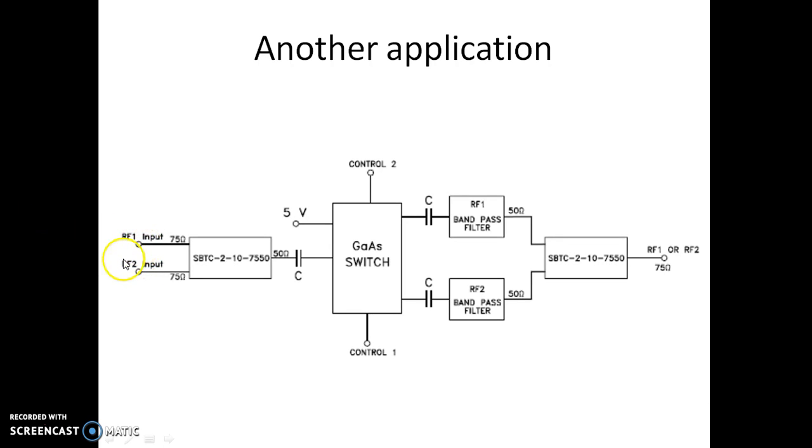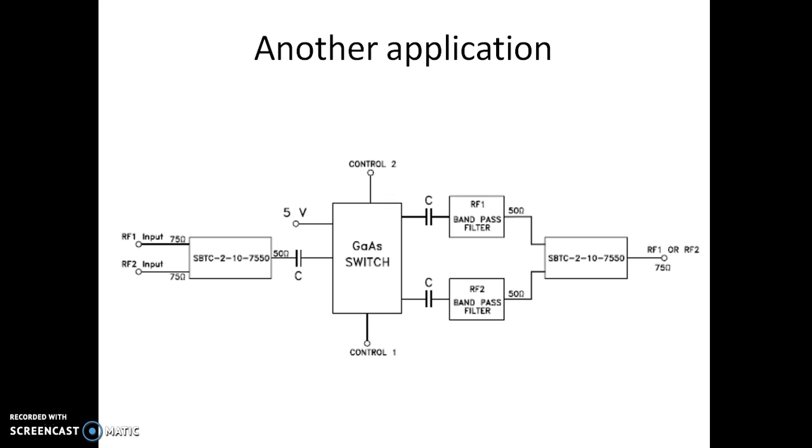So what we are doing here is that we are taking two RF signal inputs which are connected to a 75 ohm combiner here. Now both the signals are combined. Now it is passed through a gallium arsenide switch. Gallium arsenide is a III-V semiconductor which will operate at very high frequency. Its switching time is very low. Since it is RF frequencies, we are not using a silicon switch.